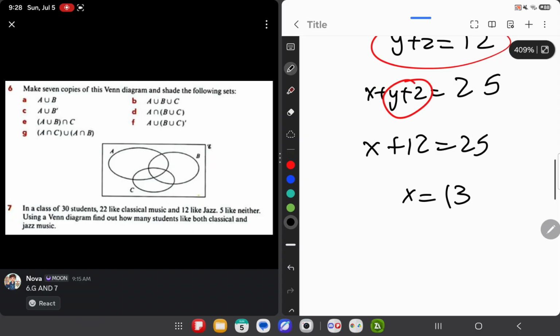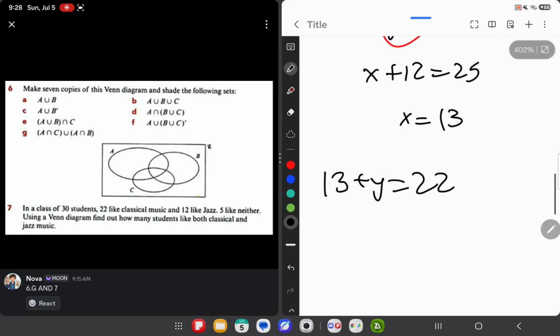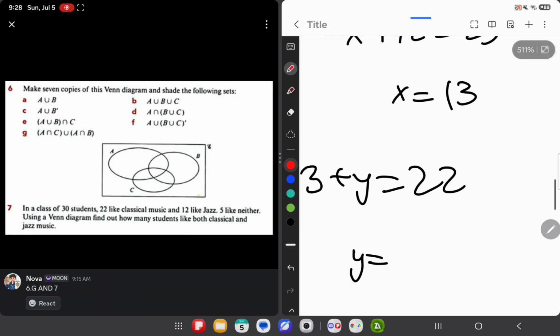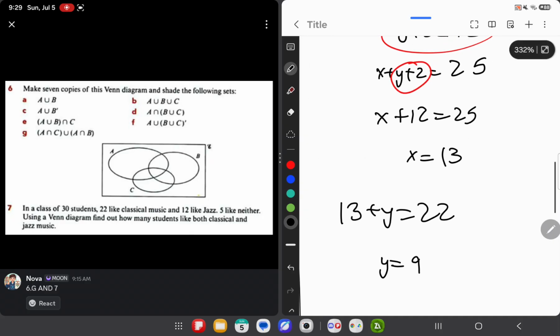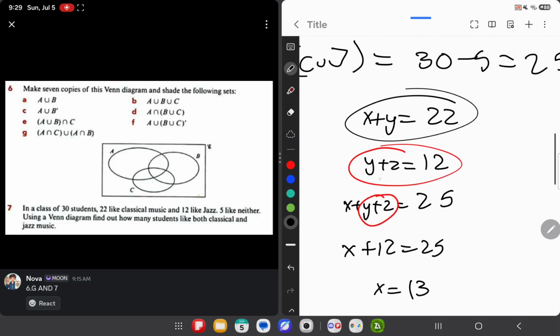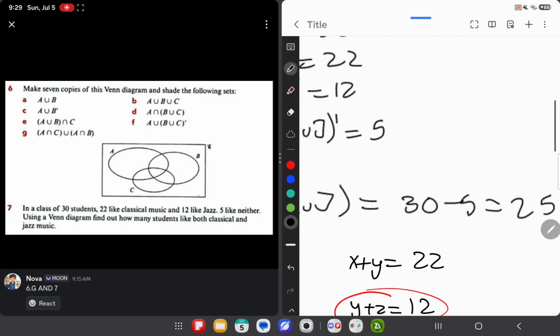Now y plus z is equal to 12. But x plus y is also equal to 22. You can use this fact. 13 plus y is equal to 22. So y will be what? 9. Yeah, y will be 9. Because we use the second equation, we plug in x inside here. That's why we get this, and that's why we solve for 9. So this will be 9.